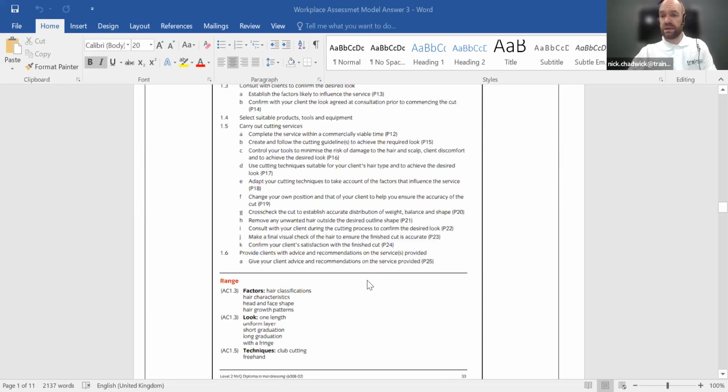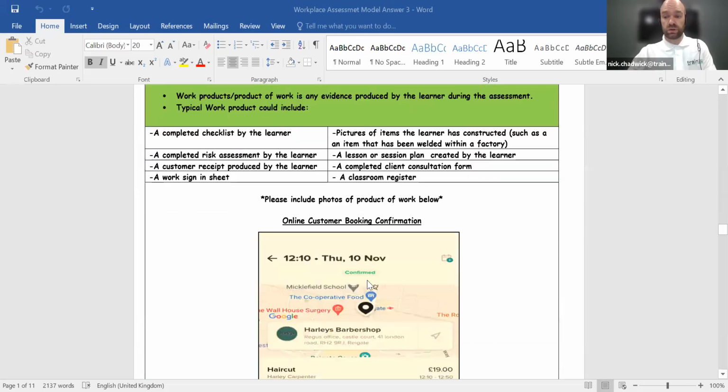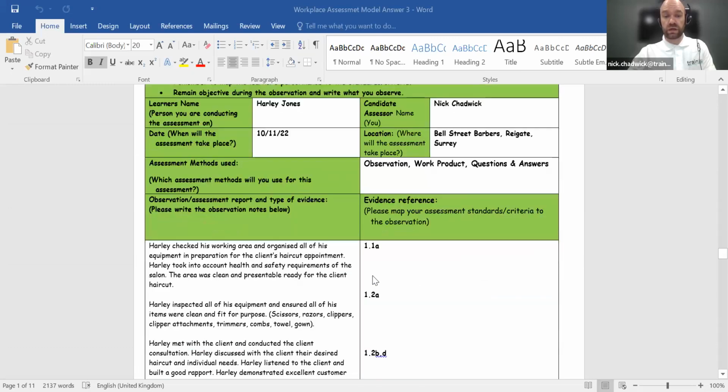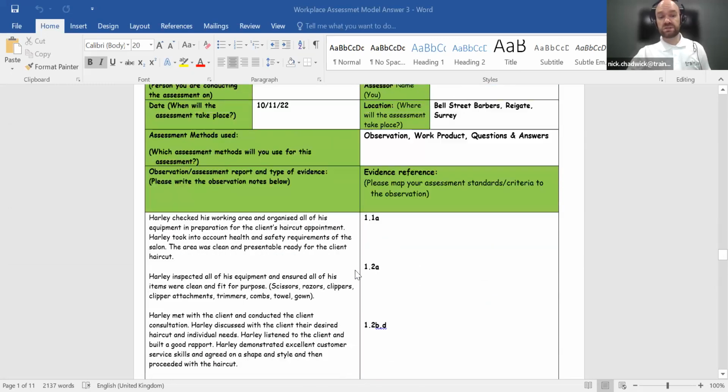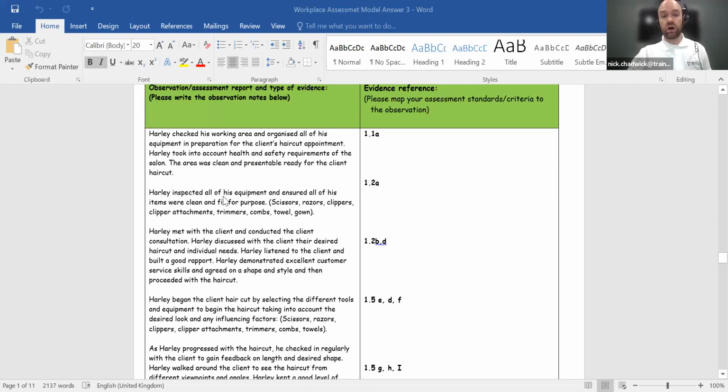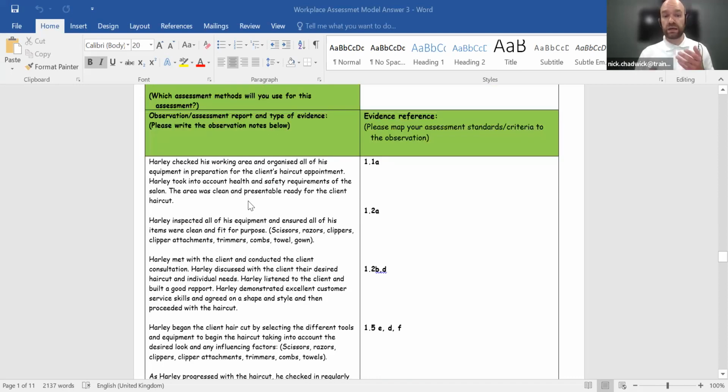So it might be easier if you once again do number your criteria. Okay, but let's just have a read of some of my comments. So Harley checked his working area and organized all of his equipment in preparation for the client's haircut appointments. Harley took into account health and safety requirements of the salon. The area was clean and presentable, ready for the client's haircut. And that is mapped to criteria 1.1a.